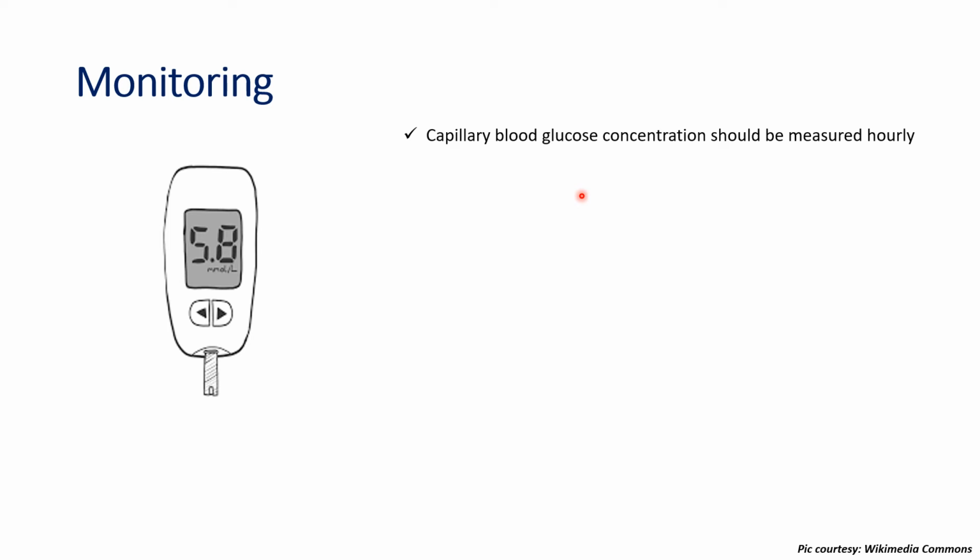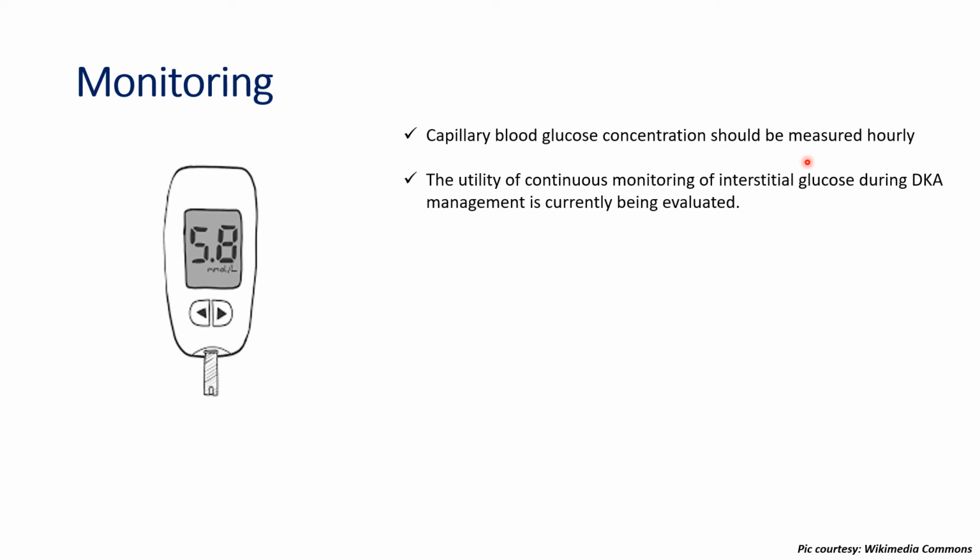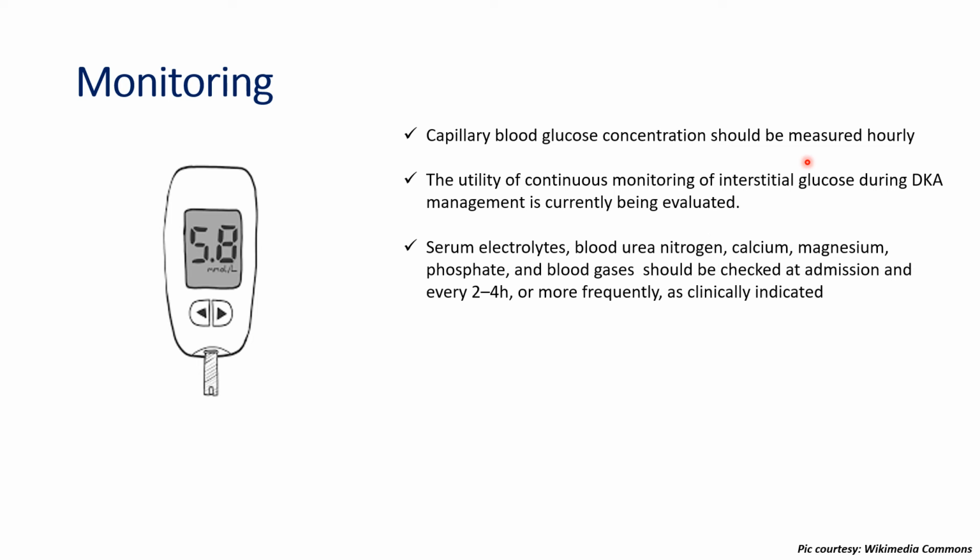One needs to monitor capillary blood glucose concentrations at least hourly, but this must be cross-checked with lab venous glucose values because it might be inaccurate, especially if there is poor peripheral circulation and when plasma glucose levels are extremely high. Continuous monitoring of interstitial glucose during DKA is being evaluated.